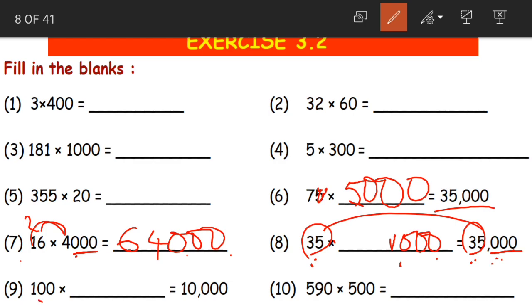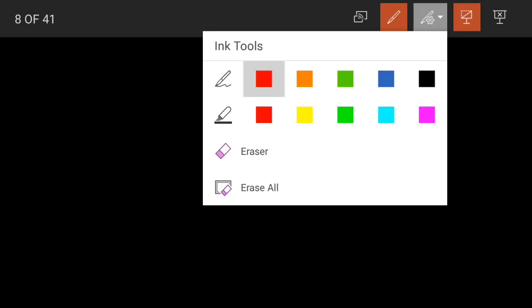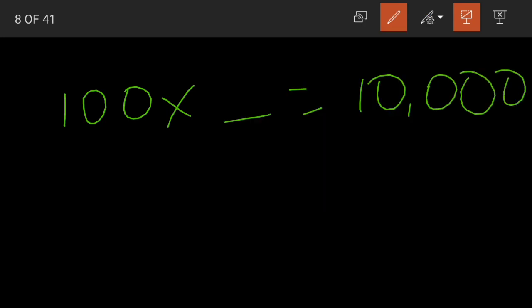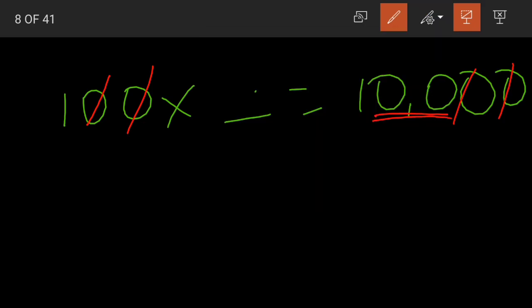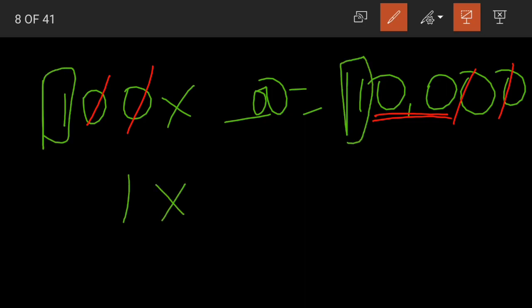Next, 100 into dash is equal to 10,000, children. Here we are already having 2 zeros, and yes, in 100 I am having 2 zeros. Let me write it here. 100 into dash is equal to 10,000. Now in the multiplier 100 I am already having 2 zeros. Apart from those 2 zeros, I am having 2 more zeros extra in the product. So I'll add 2 zeros here. Yes. Now if you remove all that, what do we have? 1. 1 into dash is equal to 1. We are done with the zeros part.